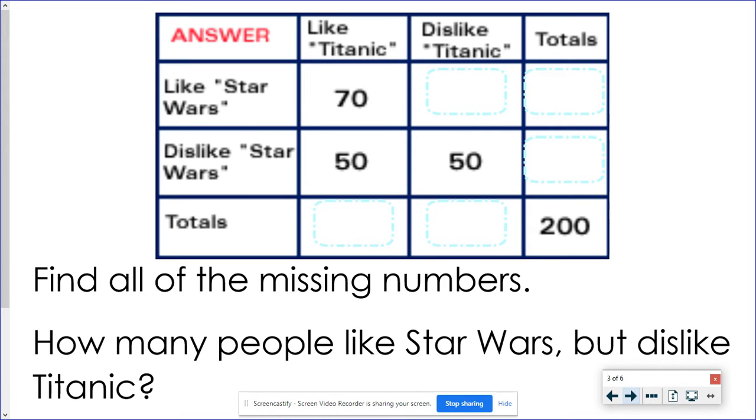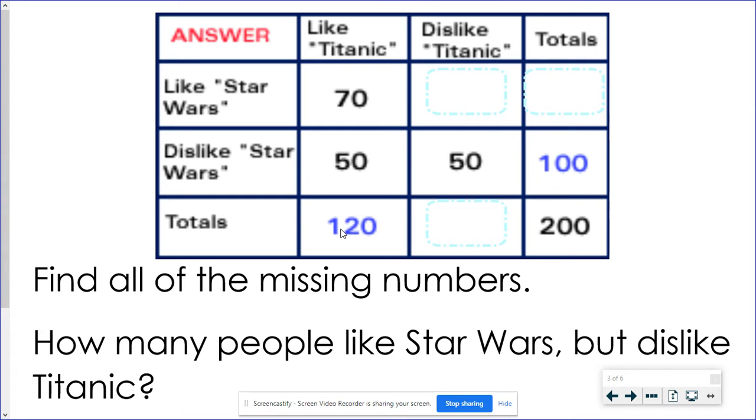If I look at the people that answered that they like Titanic, I have 70 and 50, which would be a total of 120 that like Titanic. With the information that I have, I could also figure out how many people, I keep saying students, I'm sorry, people like Star Wars or dislike Star Wars. I have 50 plus 50, that'd be 100 people that said that they disliked Star Wars.